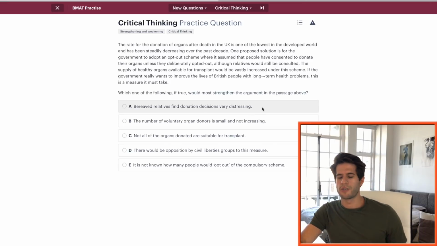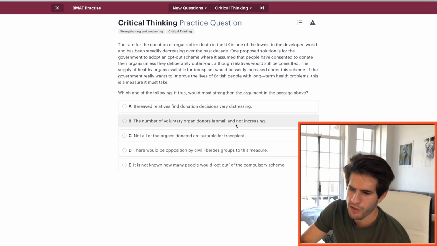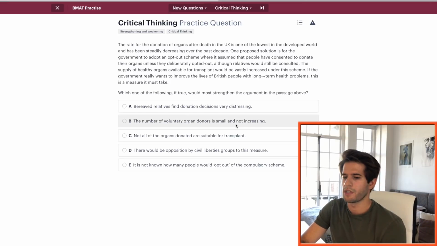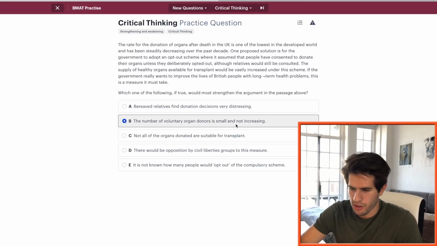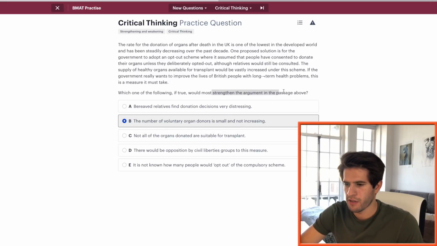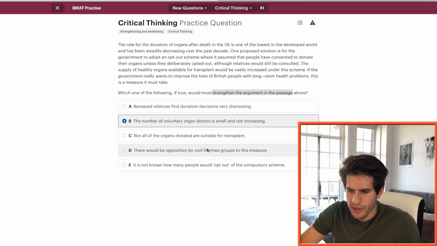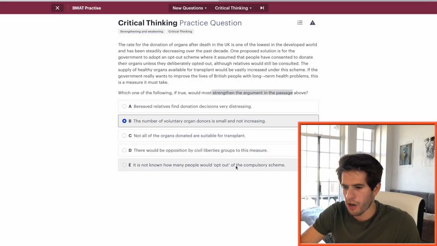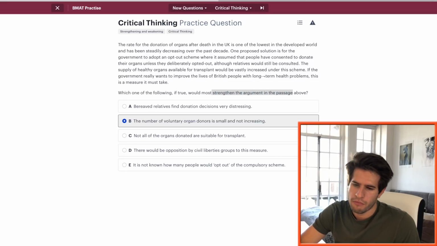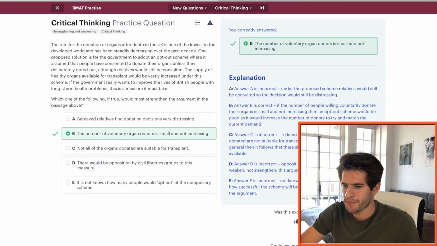Bereaved relatives find donation decisions very distressing. No. The number of voluntary organ donors is small and not increasing. That's good to strengthen the argument of the passage. Not all of the organs donated are suitable for transplant. That would weaken. There would be opposition by civil liberty groups to this measure. Weaken. If it is not known how many people would opt out of the compulsory scheme, that would weaken. So I'm going to go with B.